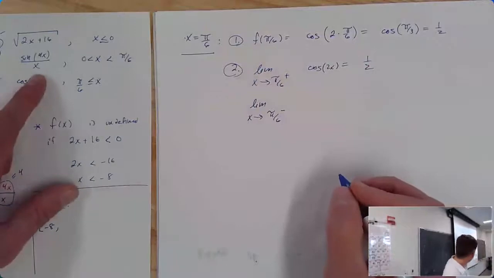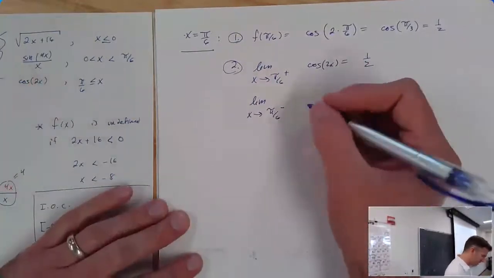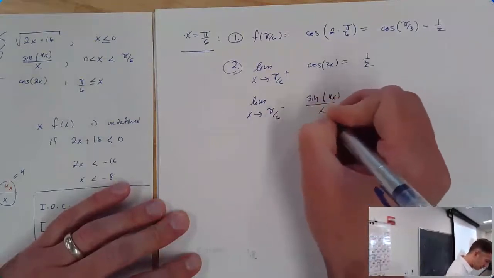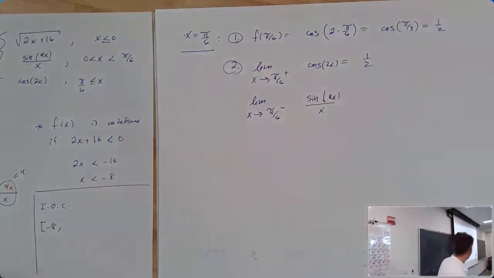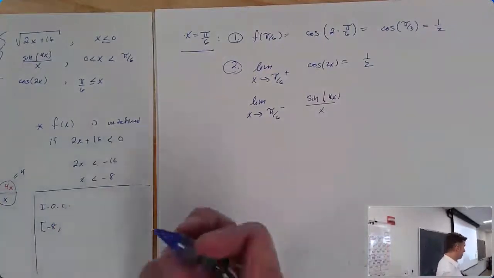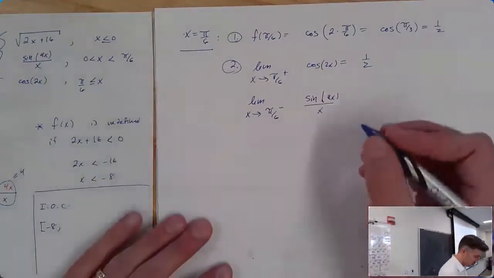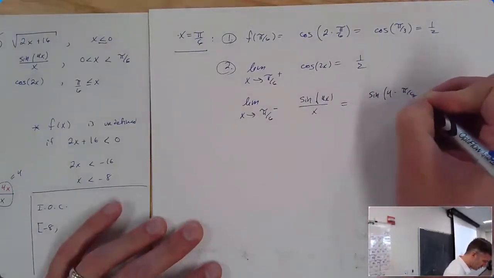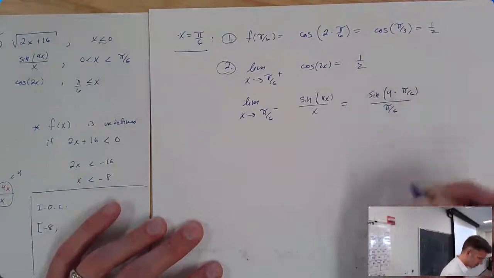And then we're going to be using the sine of 4x over x. Well, we can just plug it in, right? That's certainly allowed. It's not a 0 over 0. It's just sine of 4 times pi over 6, over pi over 6.